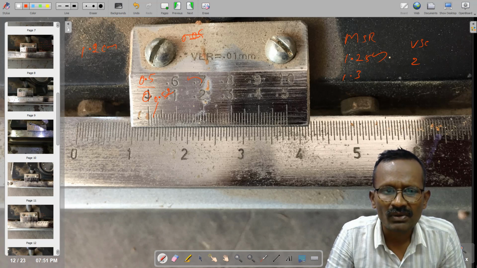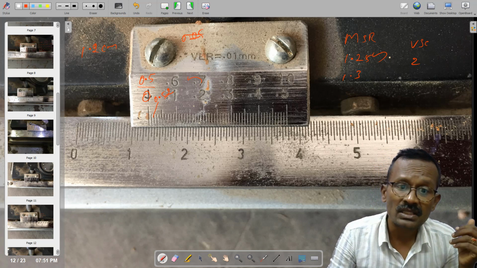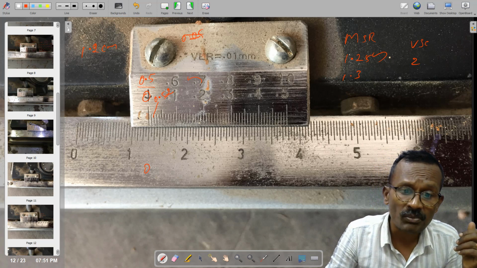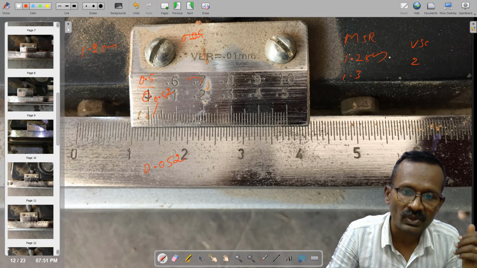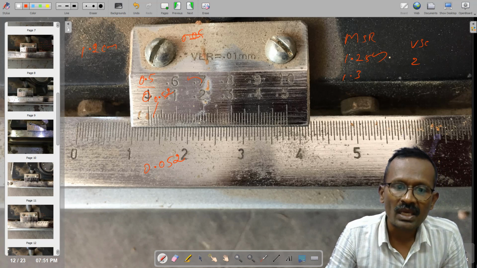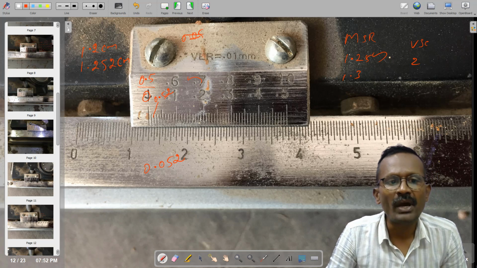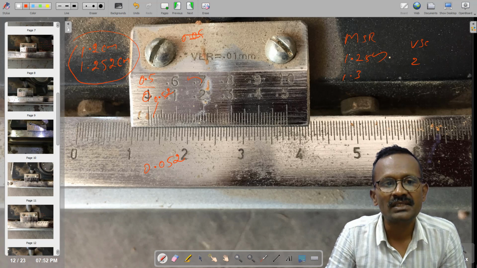We should not take 0.52. Instead of 0.5, 0.052 is the right one. If it is a millimeter, okay. We are bothered about the centimeter. So 1.2 plus 0.052, 1.252 centimeter. This is the right reading.